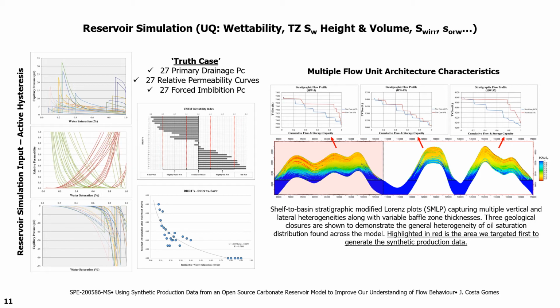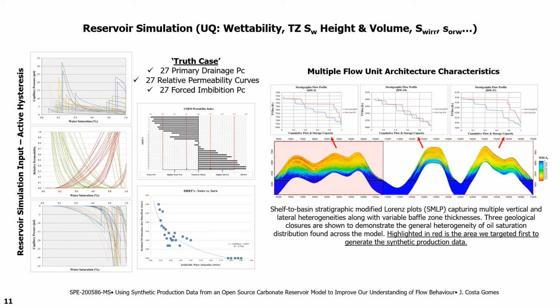We didn't want to downscale that, so we kept and constructed 27 capillary pressure curves, 27 relative permeability curves, and 27 forced imbibition capillary pressure curves to give us that realistic reservoir dynamic behavior encompassing multiple wettability characteristics, be it from water wet all the way to oil wet. The justification for giving a rock type more oil wet or water wet characteristics essentially came from the synthetic relationship.